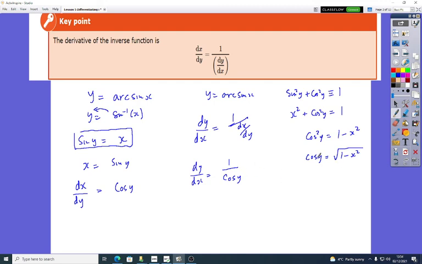And now I can replace cos y in terms of x. And that will be 1 over 1 minus x squared, all rooted. And that is the differential of the sine inverse function. Job done.